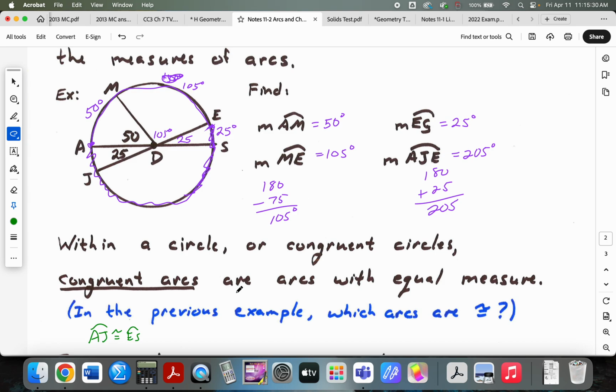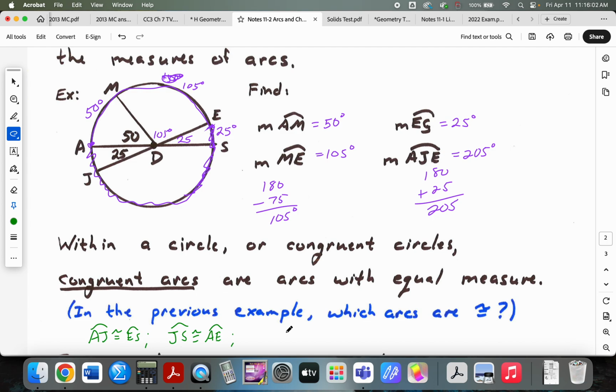Yes, ma'am. Arc JS and arc AE? Yeah. There's not a term for that, but I feel like those should be called vertical arcs. Right? Because they're on vertical angles. Right. All right. Well, those are the small ones. Let's get bigger.